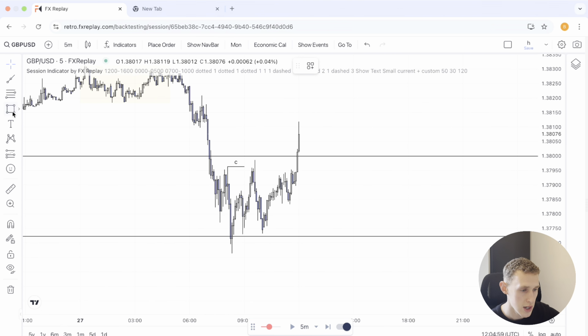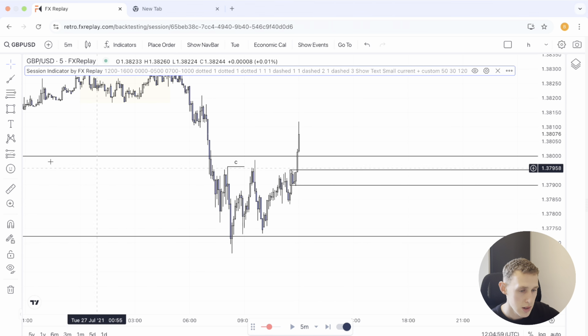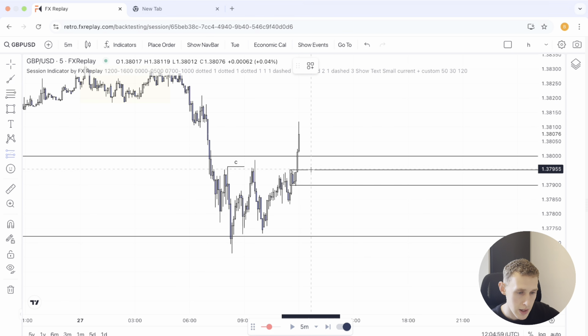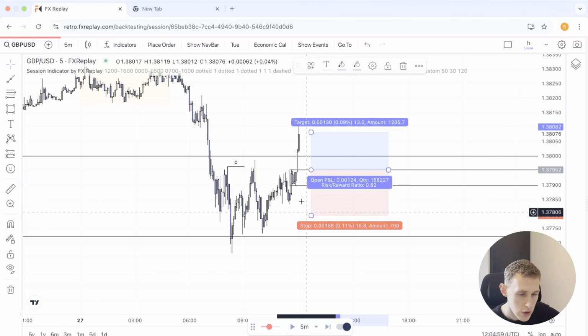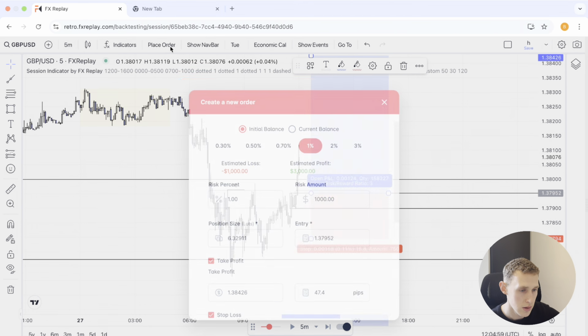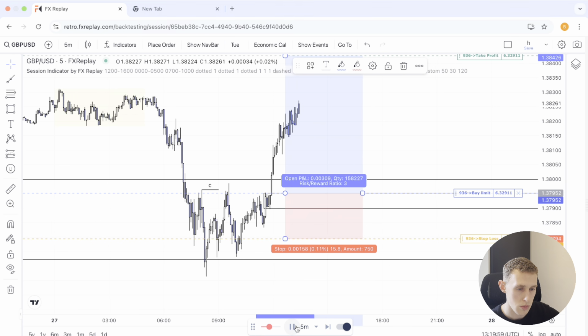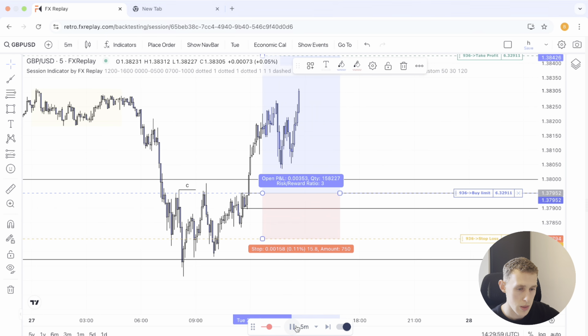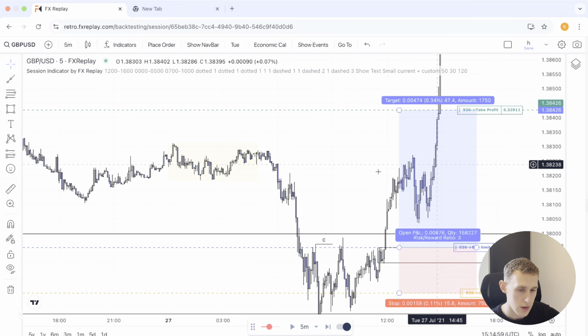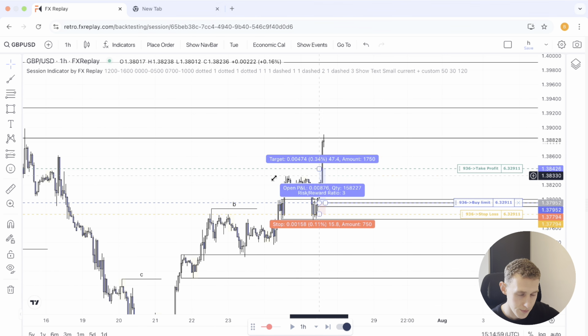There we go. So this is developing quite nicely. We've had our change of character. We have an area of imbalanced demand. So I'm going to set a limit on here. Stop slightly below those lows and 1 to 3 target again. Alright, damn, so no pullback on that one, but analysis played out very well.